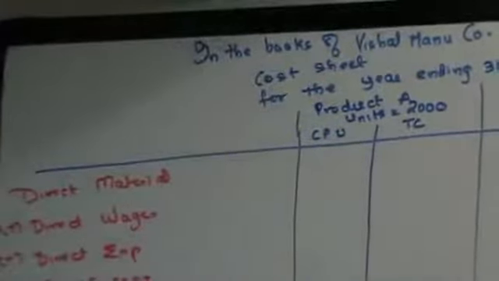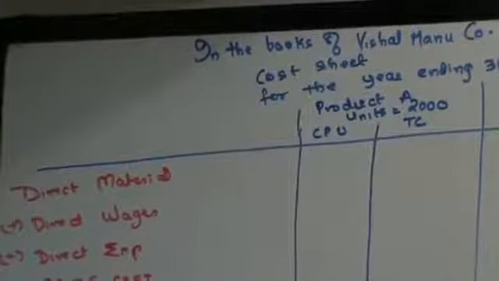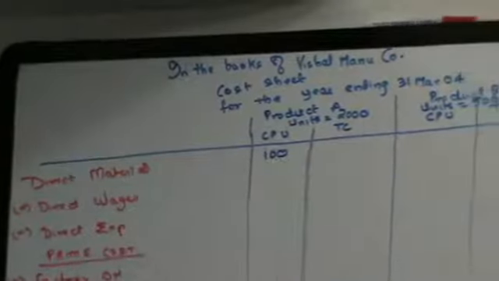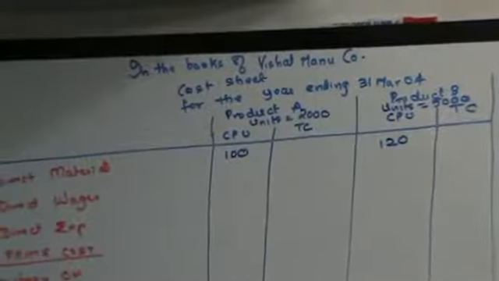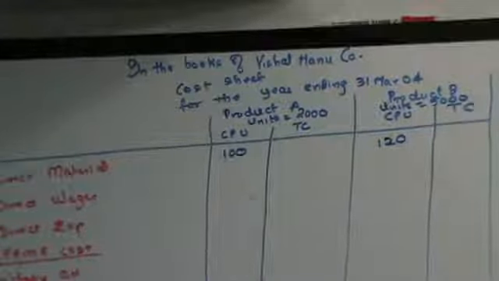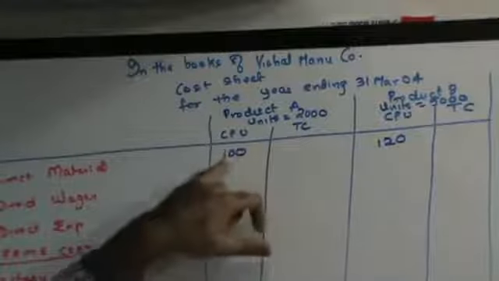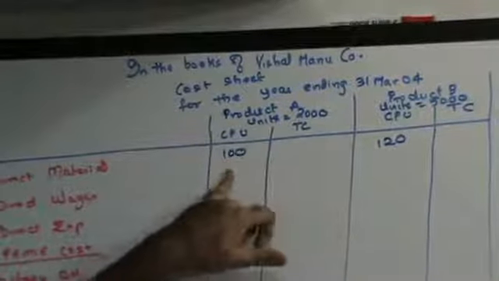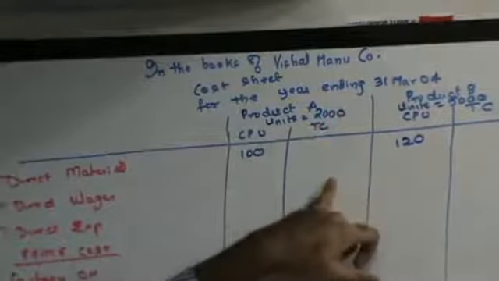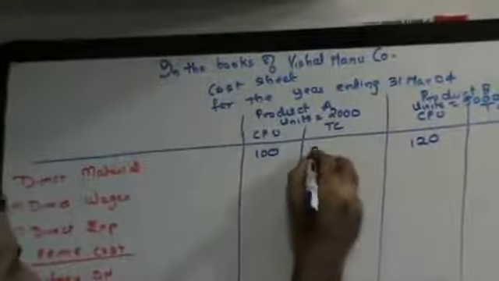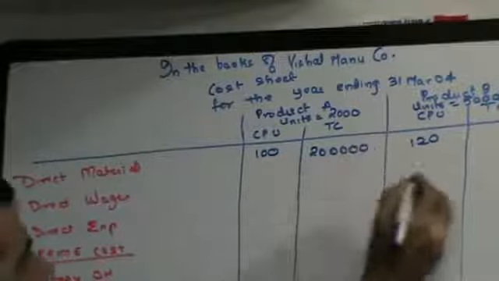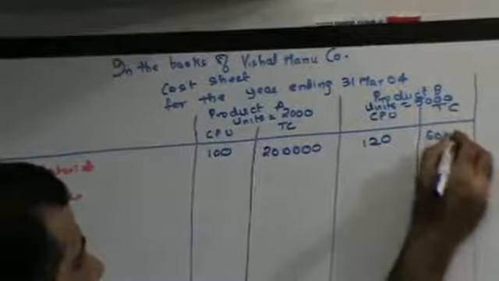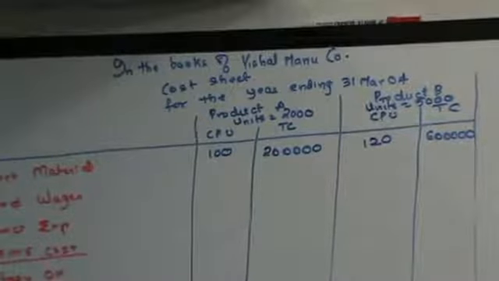Direct material per unit, we have direct material here. Direct material per unit for product A is 100 rupees and for product B is 120 rupees. Per unit, therefore I am writing it in the CPU column. Now, how do you get the total cost? CPU multiplied by units will give you total cost. So, 2000 into 100, 2 lakhs and 6 lakhs. So, direct material is done.